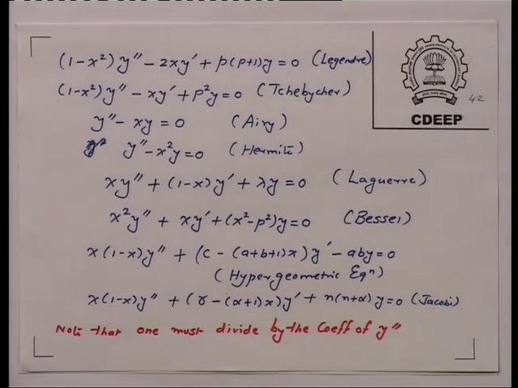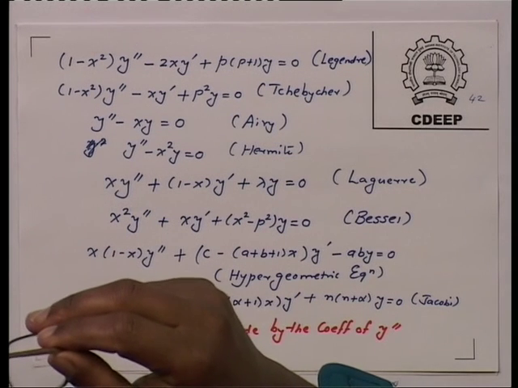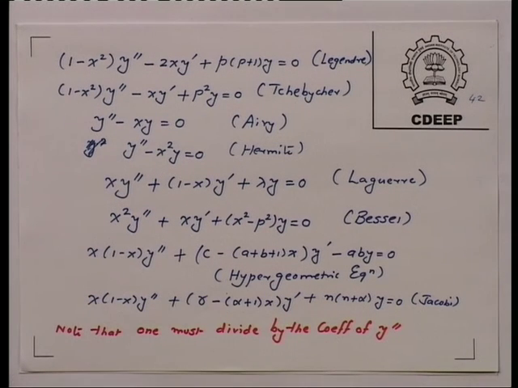The first one is the Legendre's differential equation, (1 minus x squared) y double prime minus 2x y prime plus p(p plus 1) y equal to 0. This differential equation is known as the Legendre's equation. Right? p need not be an integer in any of these things. The second one is called the Chebyshev's equation, (1 minus x squared) y double prime minus x y prime plus p squared y equal to 0.